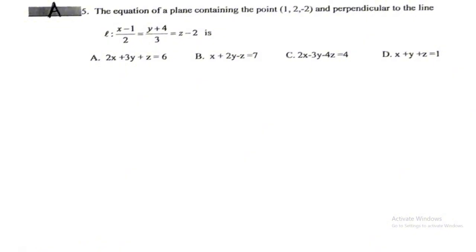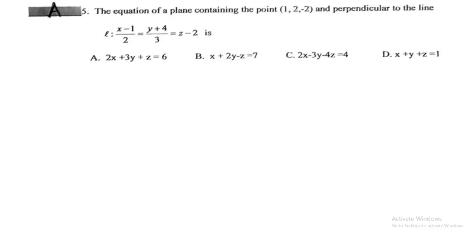Now coming to the 5th question, it says the equation of a plane containing the point 1, 2, minus 2 and perpendicular to the line L, x minus 1 over 2 equals y plus 4 over 3 equals z minus 2. So here you are asked to find the equation of the plane, and the symmetric equation of the line is given, and one point lying on the plane is also given, 1, 2, minus 2. So how can you determine now the equation of the plane?